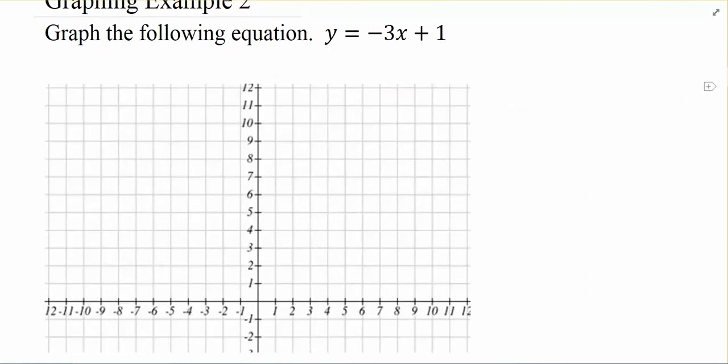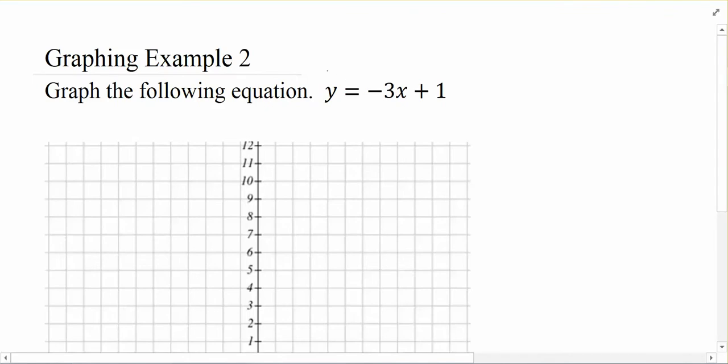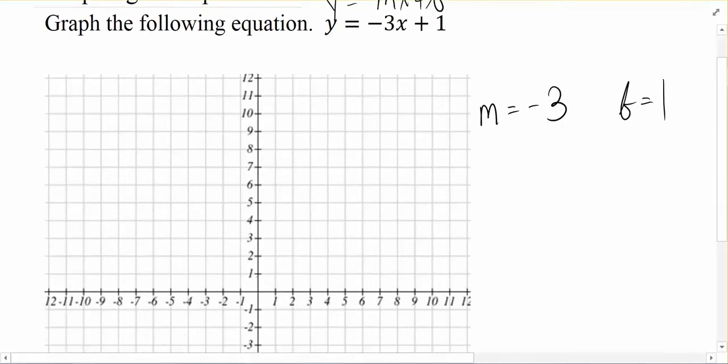Let's look at this one. We got a negative slope on this one. And in this case, our slope is negative 3, and our y-intercept is positive 1. We always start at the y-intercept, so we're going to come over here to this positive 1 and start there.